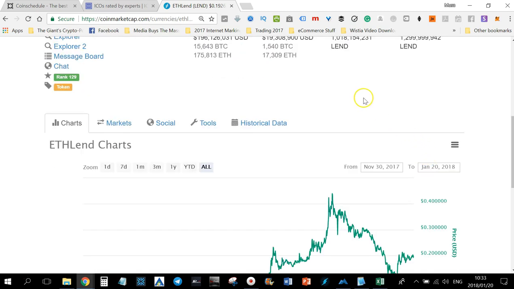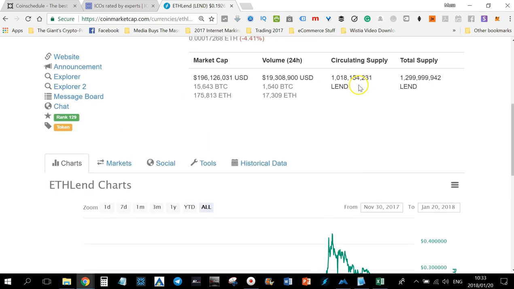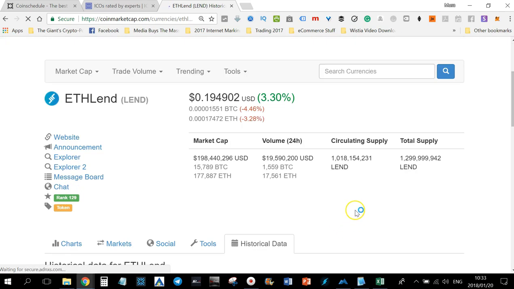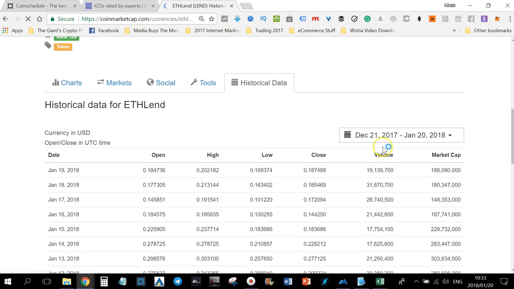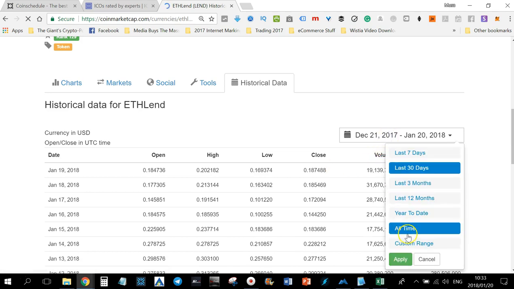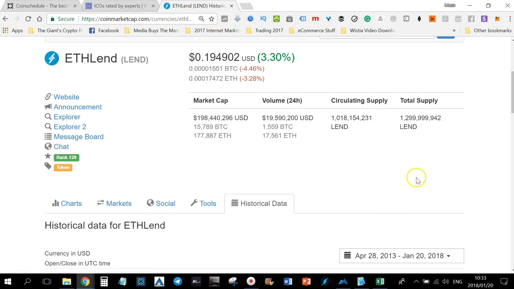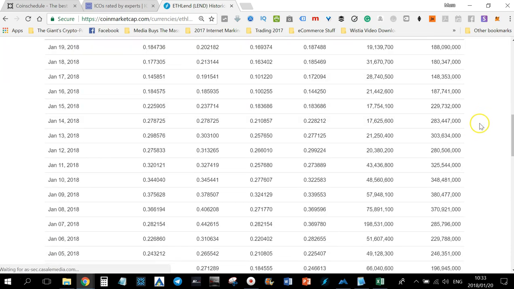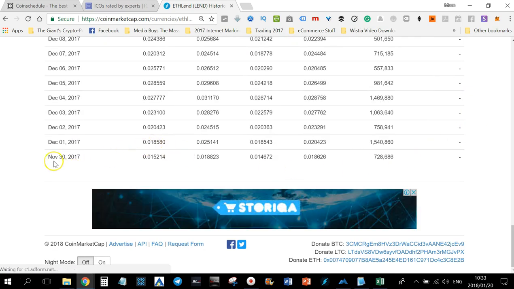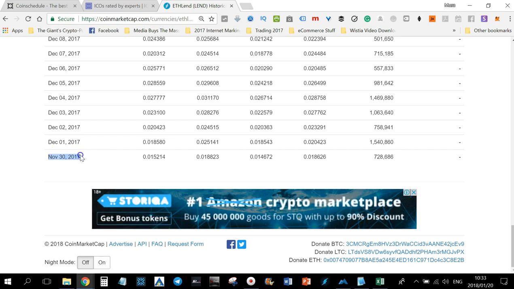So where do I get the information? I go to historical data. In this case, I'm checking how old this token is. I go to this calendar, and then I click on all time. After that I scroll all the way down, and this will show me that this token was added here on CoinMarketCap on the 30th of November 2017, and at the time of its listing it was less than 2 cents. It was 1 cent 5 something, but it was less than 2 cents.